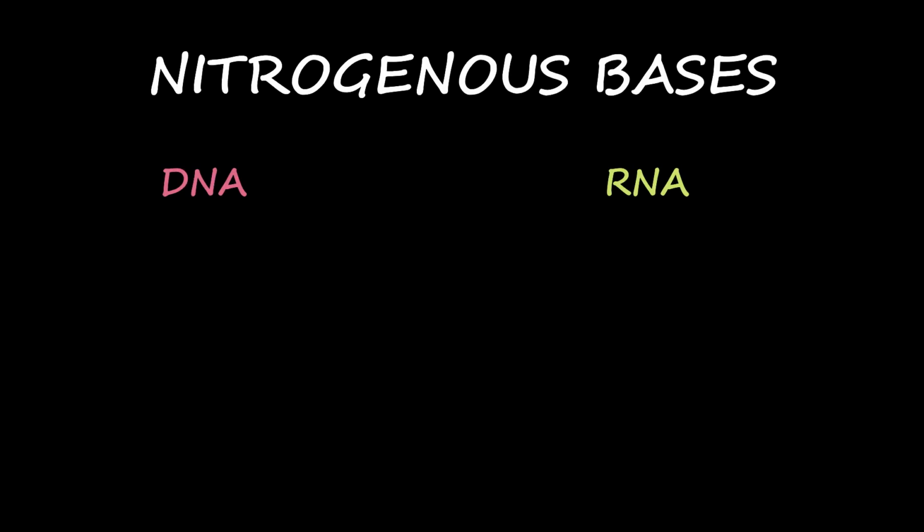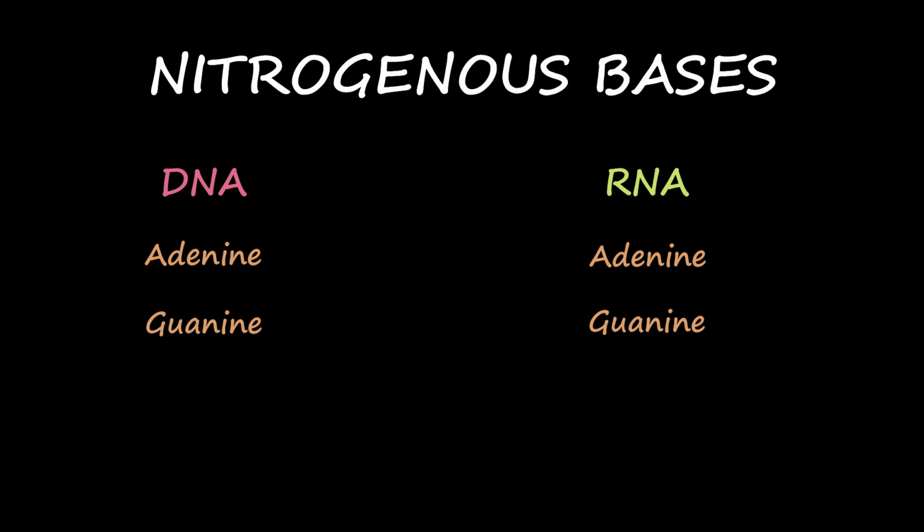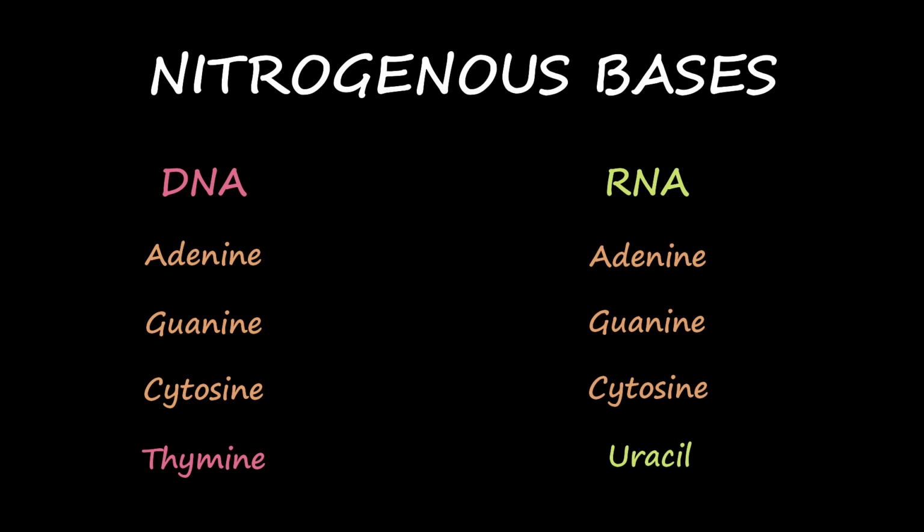The second part of the nucleic acids includes the nitrogenous bases. These are a total of 5, adenine, guanine, and cytosine, which are all found both in DNA and RNA. The last two include thymine, which is specific to DNA only, and uracil, which is only found in RNA.